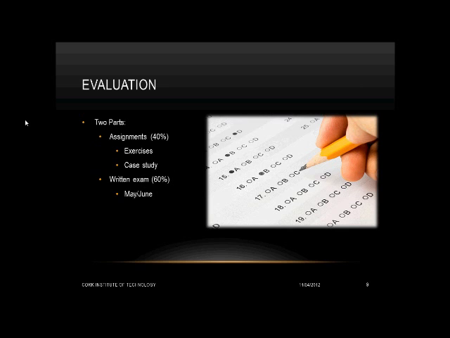Regarding the evaluation, the course is going to have two parts. The first one is going to be around 40%, and it's going to be evaluated in relation to some assignments, some exercises that I'm going to propose during the course, and one final case study, which is going to be more important, that you will need to develop by yourself, applying the techniques and tools that we are going to see all around the course. The other 60% is going to be based on a written exam at the end of the module. The first sitting is going to be around May, and the second around June.